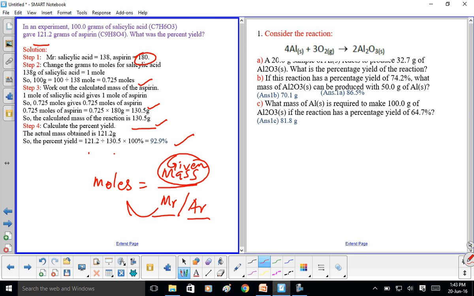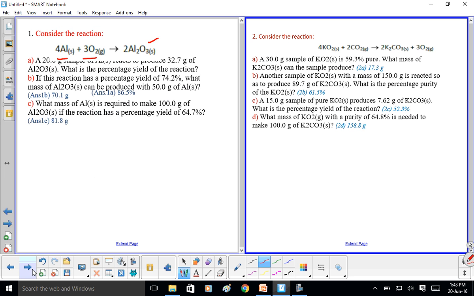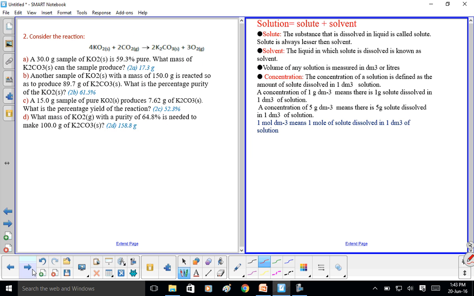Now we have another equation: aluminum is combined with oxygen and forms aluminum oxide. These are the questions the students can solve by themselves. The method will be the same. What is the percentage yield? Next question. Another question is here. So these are the questions to be solved.